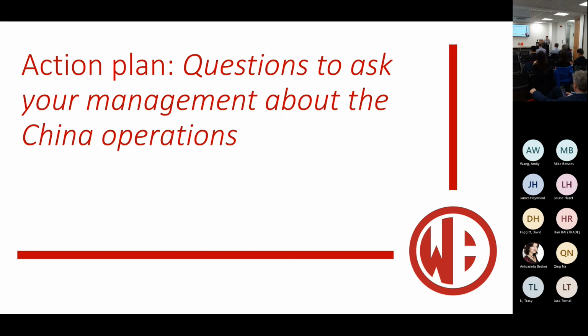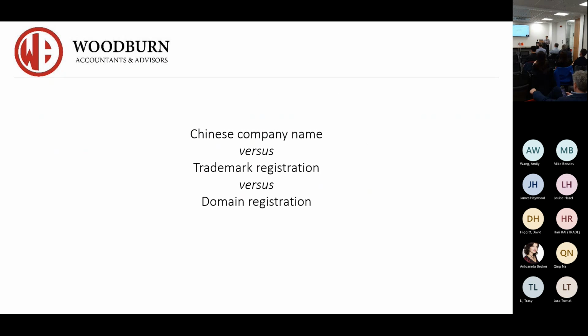One thing I want people to remember is that your Chinese company name might not match your trademark registration, which might not match your domain registration, because these are 3 completely separate registrations. So you might have registered your trademarks 20 years ago. Does not mean that that name is available for your Chinese company registration. It has to be checked.